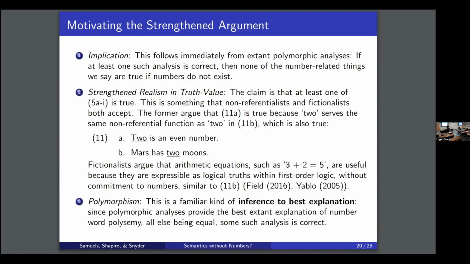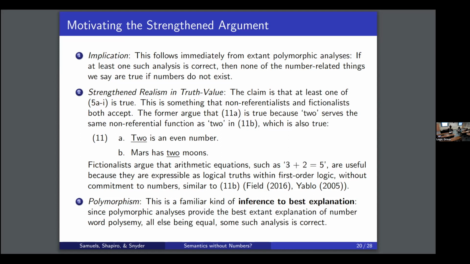Okay. And then finally, for the third premise, polymorphism, why should you think that at least one polymorphic analysis is correct? Quite simply, it's because that's our best extant explanation for why number words are polysemous. Why are the various meanings that number words can take on related? Because one of these analyses gives the correct account, right? Again, it doesn't matter which one it is to us, but those are our best accounts as it stands right now of why number words can take on different meanings that are related.